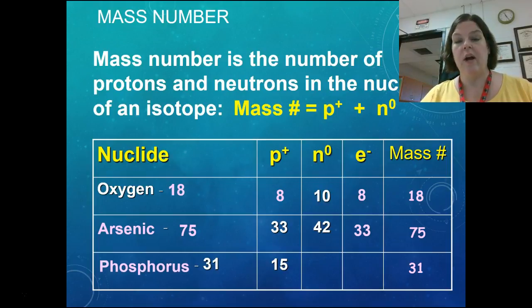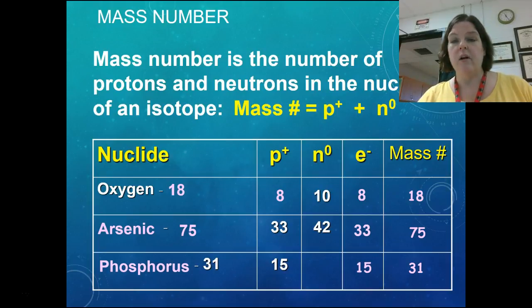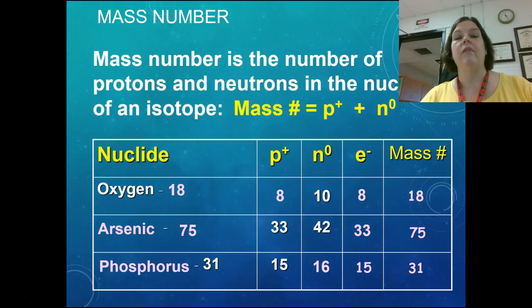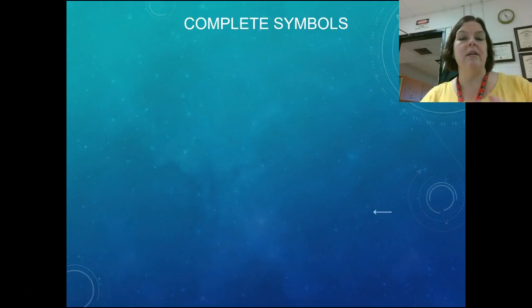Now let's figure out the rest. How many electrons do we have? We have 15 because they're the same as the number of protons in an atom. How do I figure out the neutrons? Well, I have the mass number and I have the number of protons. So if I rearrange this equation a little bit, the number of neutrons is equal to the mass number minus the protons. So 31 minus 15 gives me 16. Very good.